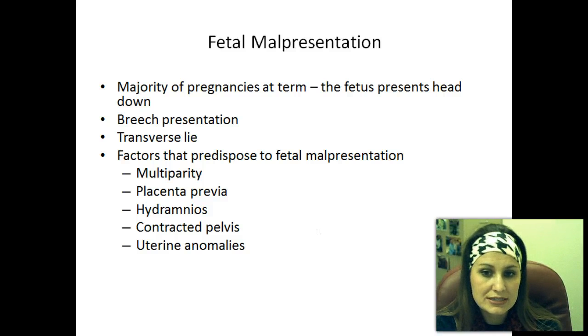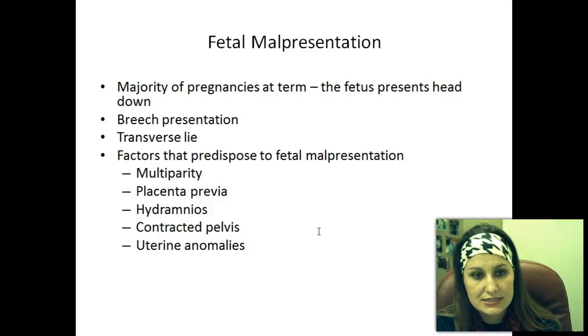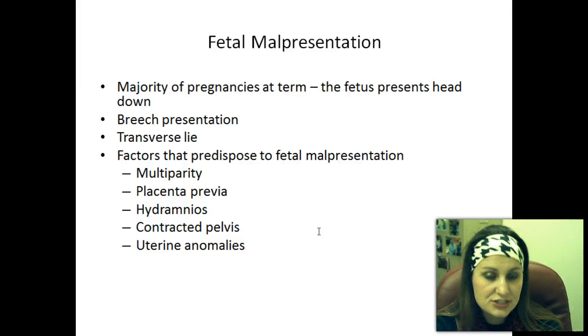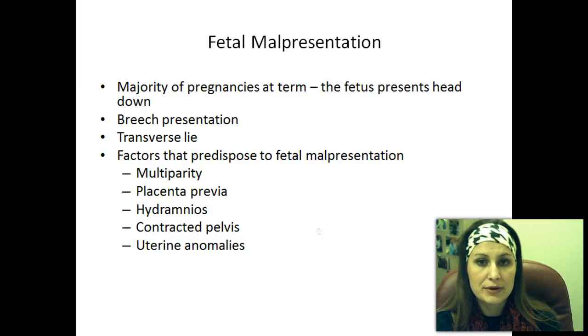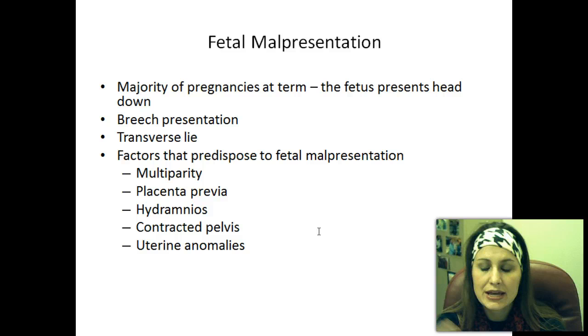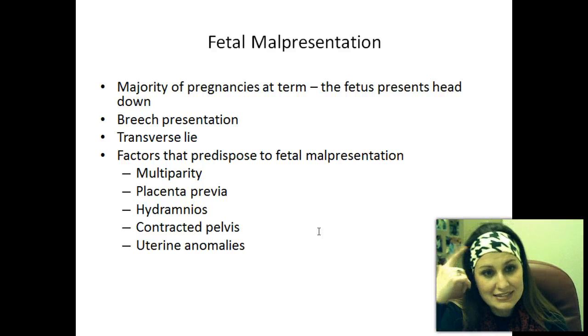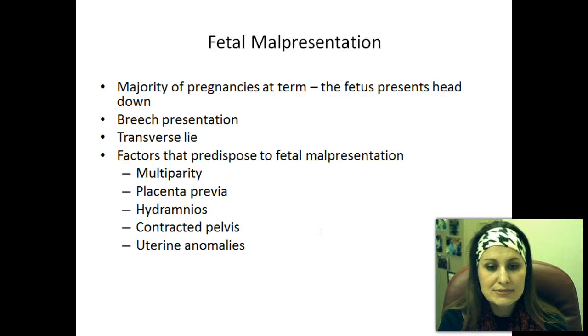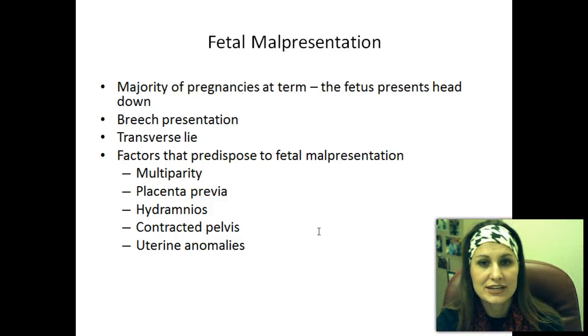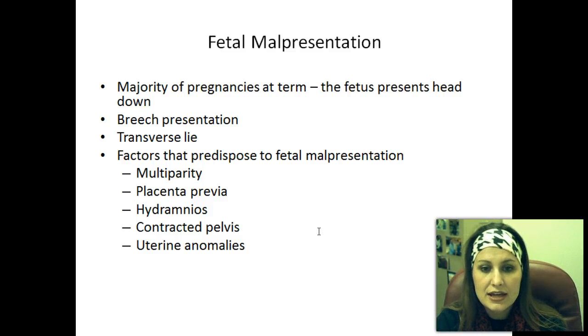Okay, so fetal malpresentation. The majority of pregnancies at term, the fetus presents head down. Breech presentation, there's about 3% that will end up being breech. And you can labor a woman who is in breech position. However, think about the buttocks of a baby. It's not going to be as hard, as firm as their head, and therefore it's sometimes harder for the buttocks to make dilation. It's just not as firm as the head.